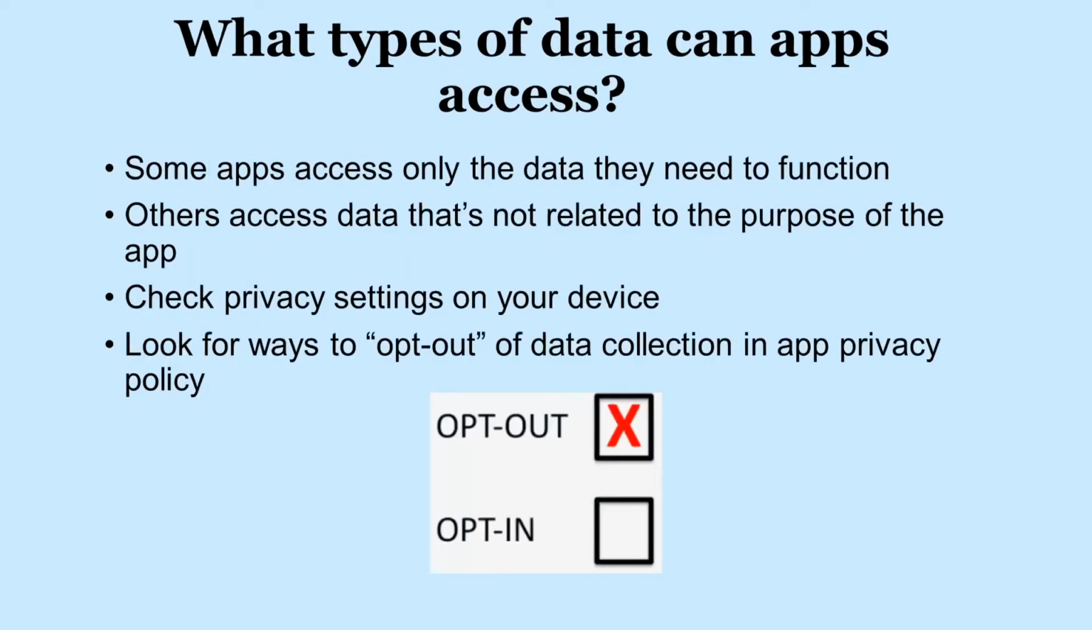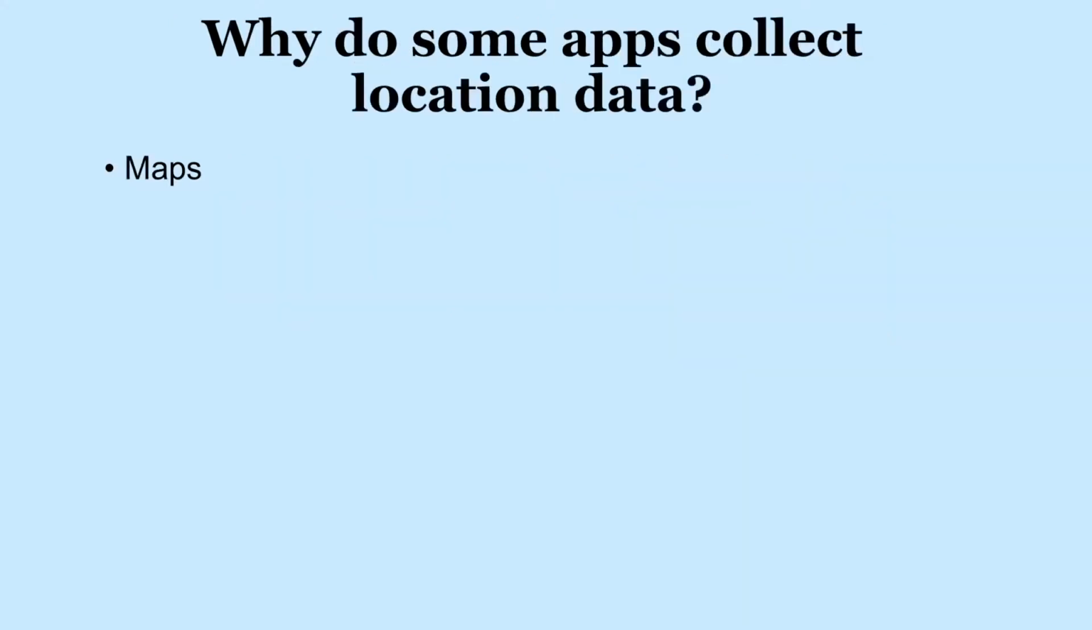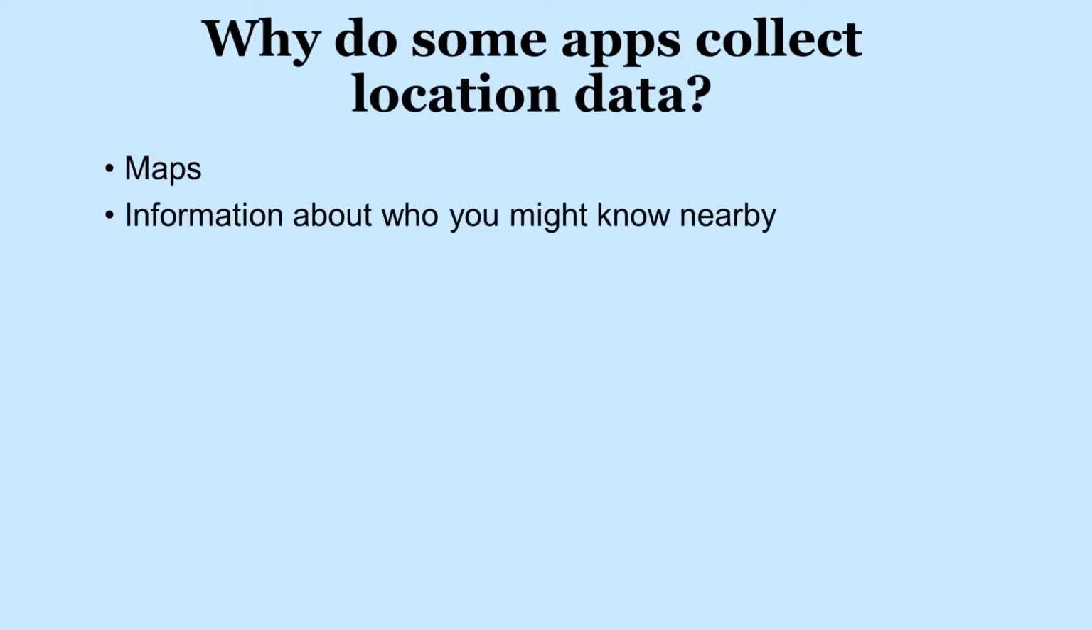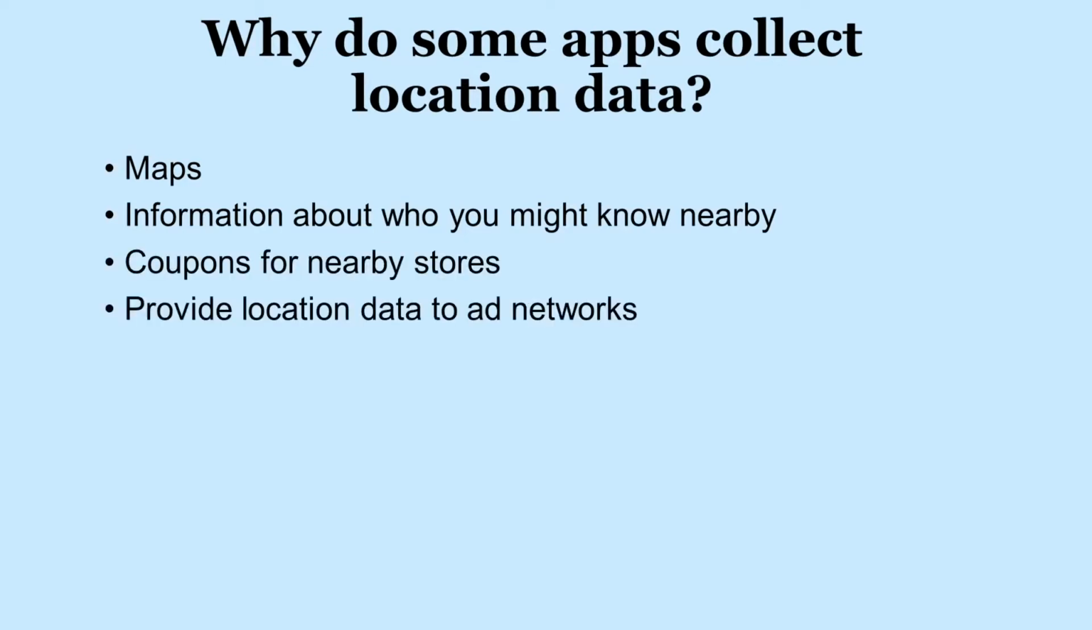Some people like this. So check the privacy settings on your device, and look for ways to opt out of data collection in the app privacy policy. If you're using maps, it collects where you are, who you might know already, coupons for nearby stores. By the way, if you have reward cards from almost anybody, they're collecting data from you and targeting you. Guaranteed. It provides location data to ad networks.